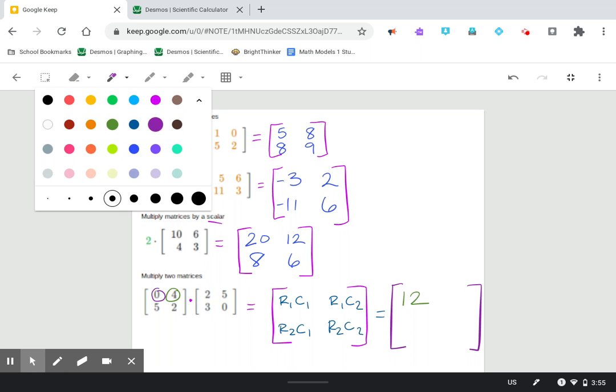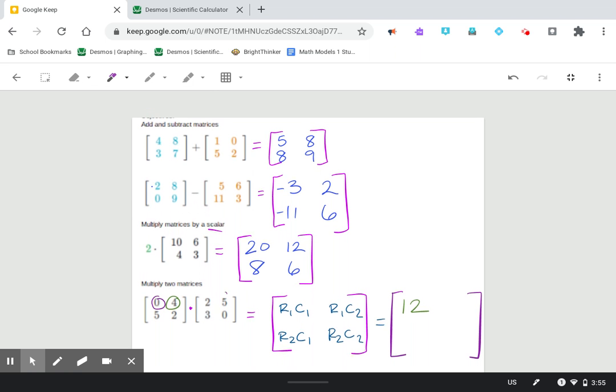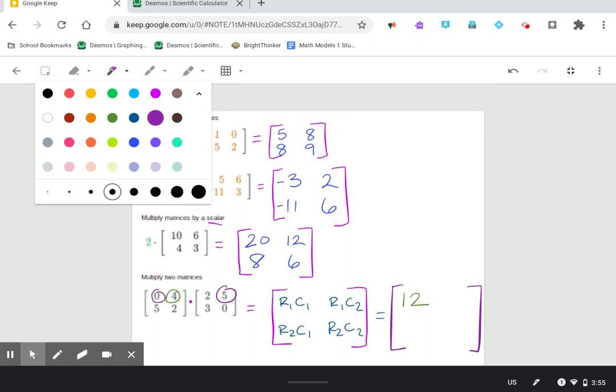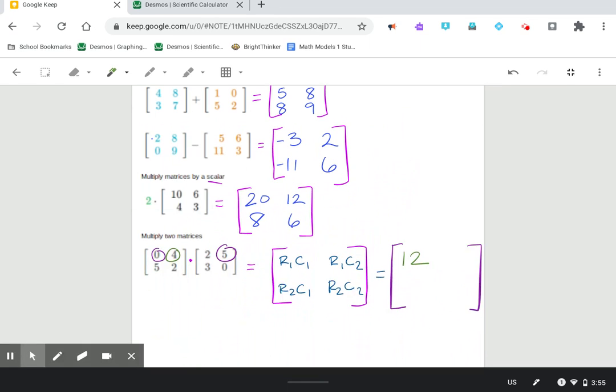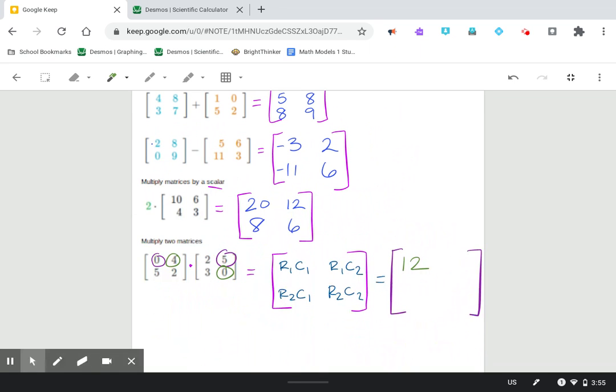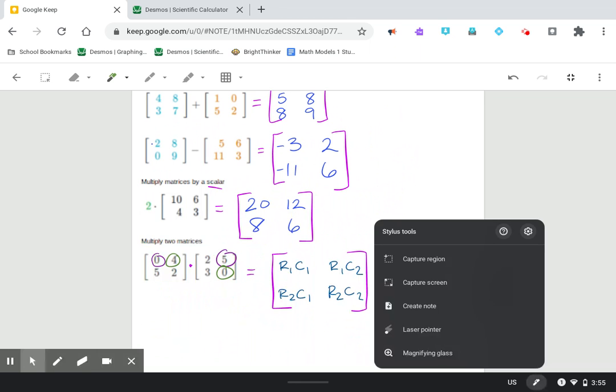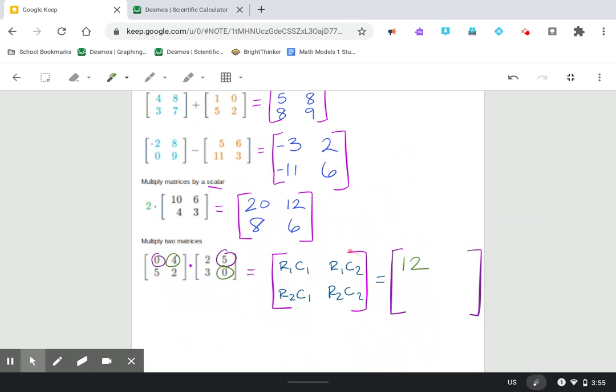Now on the next one, I'm going to do 0 times 5, and I'm going to do 4 times 0. Again, I'm doing row 1 here, row 1, column 2. And that's going to go here. So 0 times 5 is 0. 4 times 0 is also 0. So when I add those together, I remain at 0.